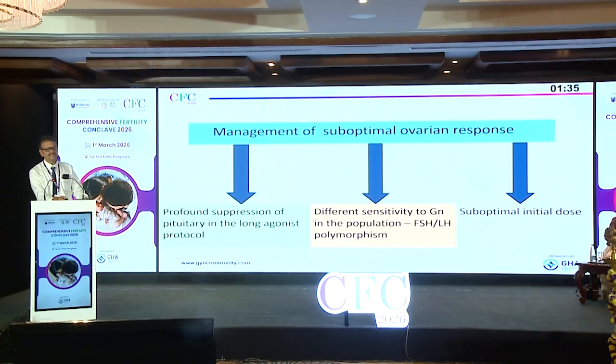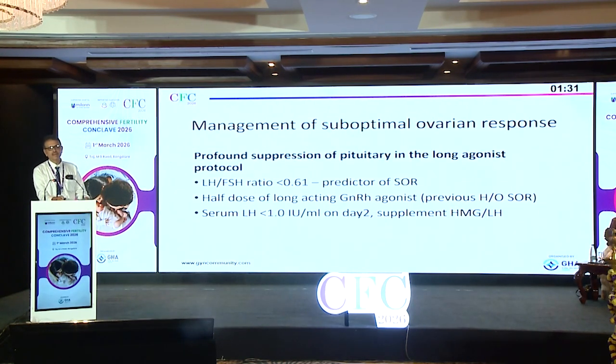Now, how do we manage this? Now, I told you this is the etiology. Now, let us see what can be done. Now, in case of a long agonist protocol, as I told you, if the LH by FSH ratio is less than 0.61, then we know that these patients can have suboptimal ovarian response.